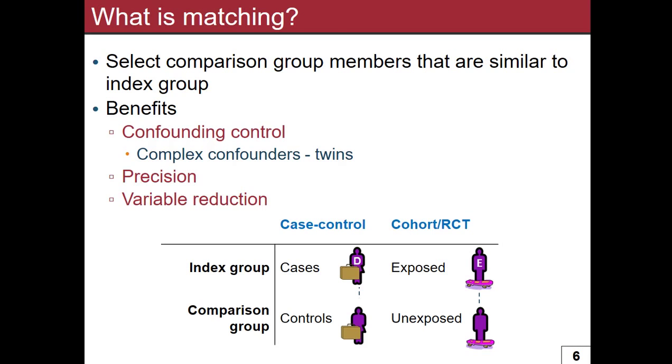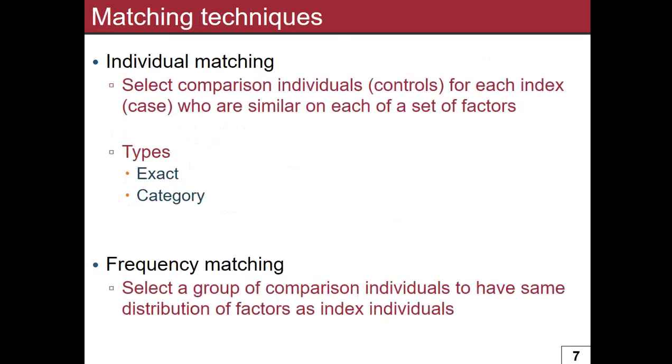So it's a nice technique. It's not always possible. It's a complicated technique, right? Because when we do matching, we have to find people that are similar. We have to find people, our controls or our unexposed, who are similar to the cases or the exposed. And that actually adds a huge administrative burden onto your project. So and it may actually be really difficult. We can do this through either exact or category matching, which is on the coming slides. Another one is called frequency matching, where you select a group of controls to represent a group of cases. This one's not used as much. We're going to sort of talk more about individual matching today.